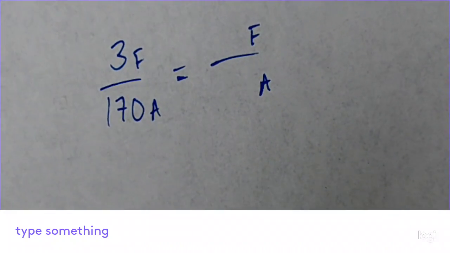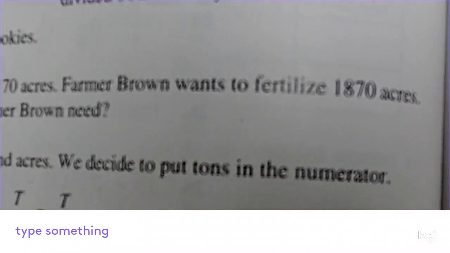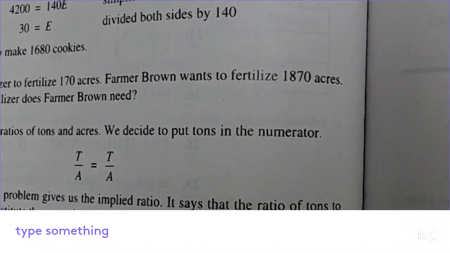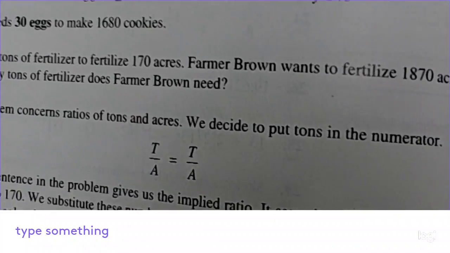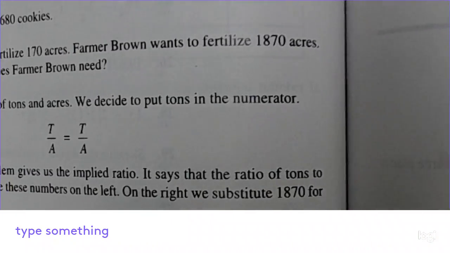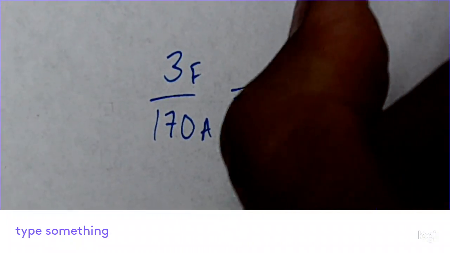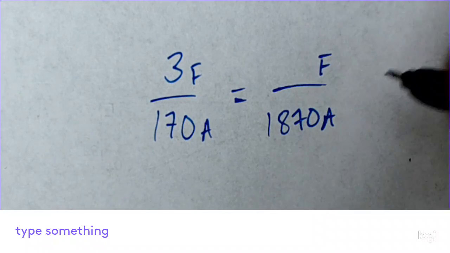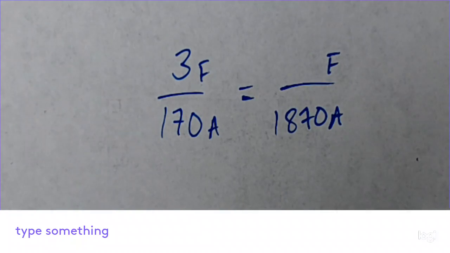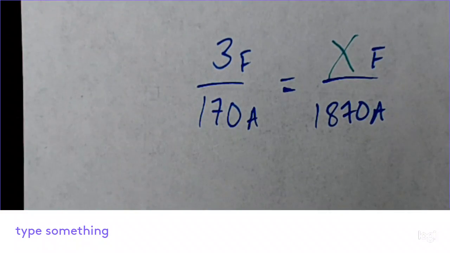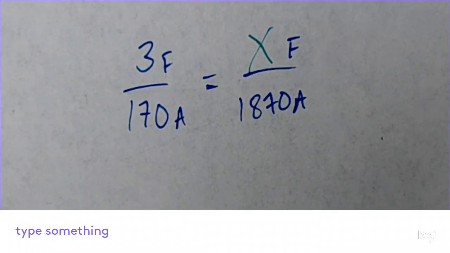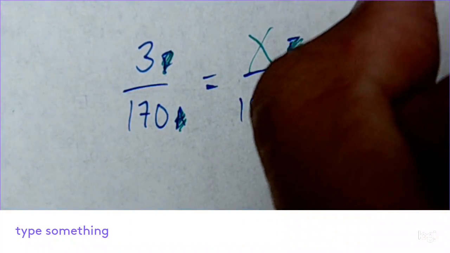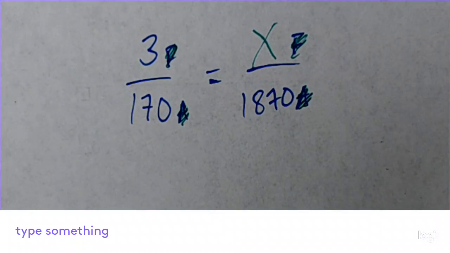Now, if I go back to the problem, it says, Farmer Brown wants to fertilize 1,870 acres. How much fertilizer does he need? So they tell us the number of acres, and we have to find fertilizer. So we put 1,870 acres on the bottom. The number of fertilizer becomes our unknown, and that's what we're solving for. Now, once I have my proportions set up, I can ignore all of these labels. These labels are just there to help me get the numbers in the right spots and make sure I don't accidentally do the right side upside down.